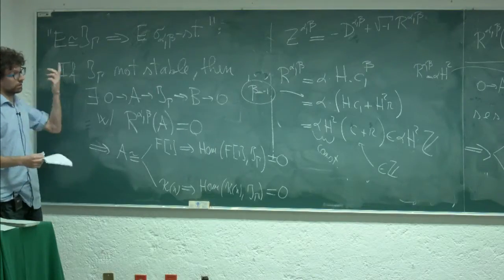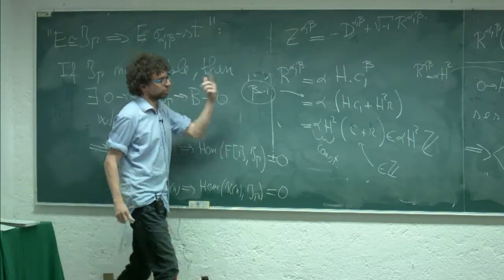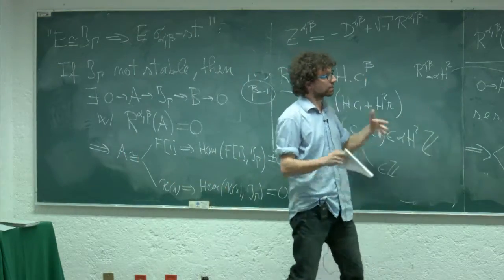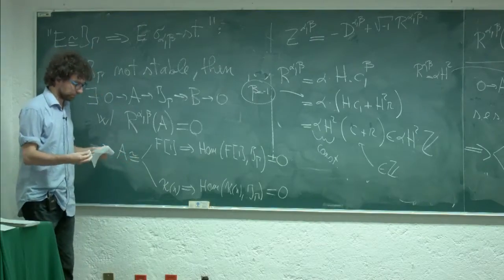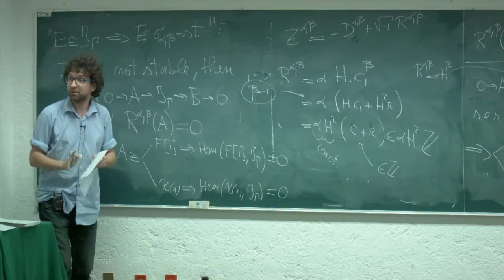Okay, so that's a proof. It's a proof essentially of the lemma. So I hope I show you in this example that I can explicitly say when this guy is stable. Okay, now, good.